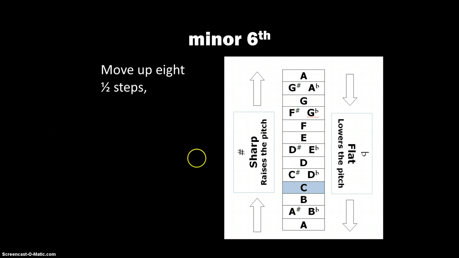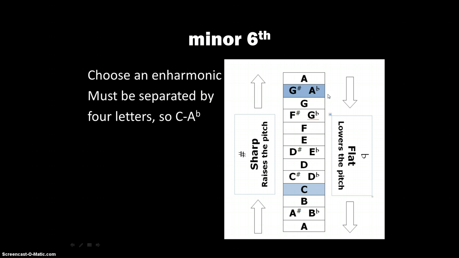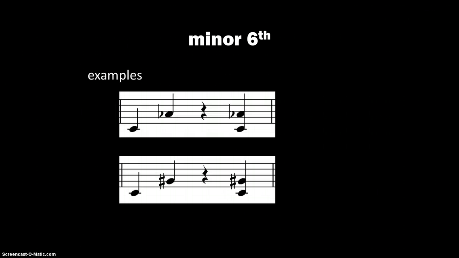If we were to start on C, let's go up. 1, 2, 3, 4, 5, 6, 7, 8. G sharp or A flat, which one do we want to choose? Well, we need to skip those letters in between. It'll be an A flat. Looking at the notation, again, a sixth is going to be from a line note up to a space note.